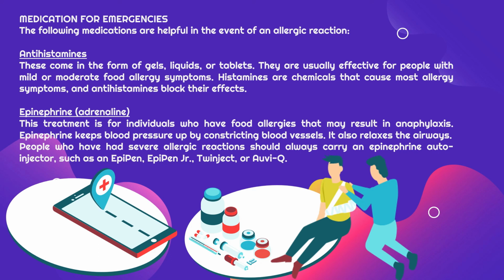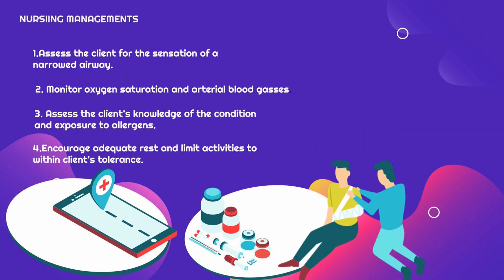Epinephrine or adrenaline. This treatment is for individuals who have food allergies that may result in anaphylaxis. Epinephrine keeps blood pressure up by constricting the blood vessels. It also relaxes the airways, and people who have had severe allergic reaction should always carry an epinephrine auto-injector such as an EpiPen, Junior, Quinject, or Auvi-Q.